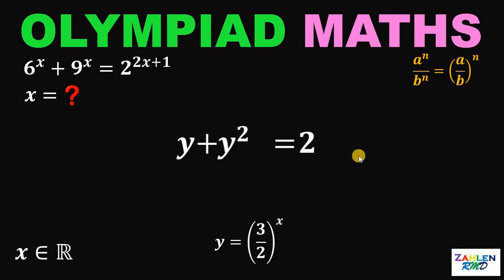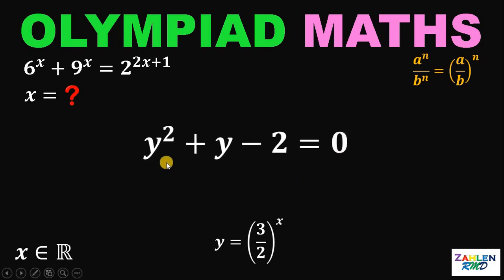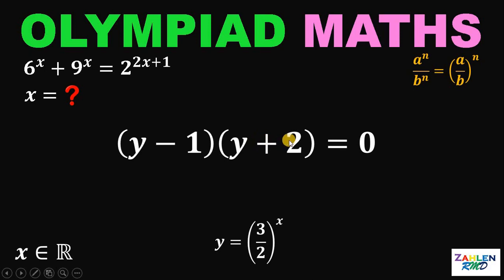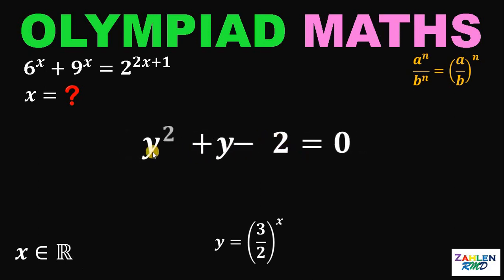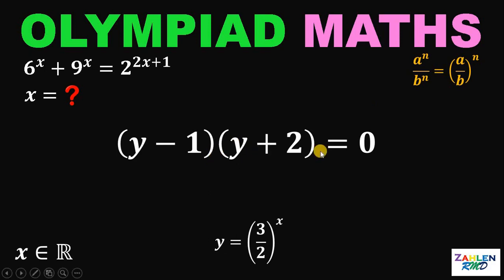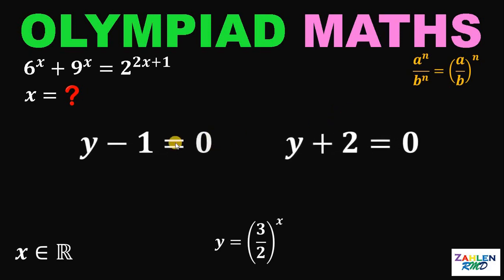Now let's rearrange some terms a little bit. So we have a quadratic equation y squared plus y minus 2 equals 0. Now this quadratic equation can be factored as y minus 1 times y plus 2. Now if we multiply these two factors, we get the same thing, y squared plus y minus 2. So again, let's go back to its factored form. Now, since it is equal to 0, it follows that at least one of them must be equal to 0. So we can say that y minus 1 equals 0 or y plus 2 must be equal to 0.